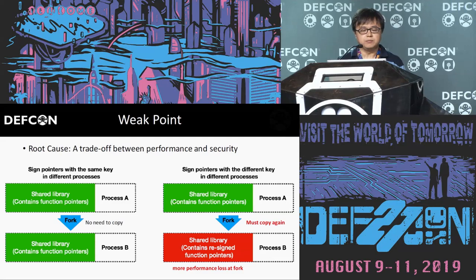if we sign the pointers with the same key in different processes, when we fork or create a new process, the shared libraries do not need to be copied at the fork. But if we sign pointers with different keys in different processes, we have to create a new copy of the shared libraries when we fork a process. So the actual copy will cost more time and more memory space. That's a lot of performance loss. So Apple has no choice but to use the same key between different processes. This is a design issue which is inevitable.